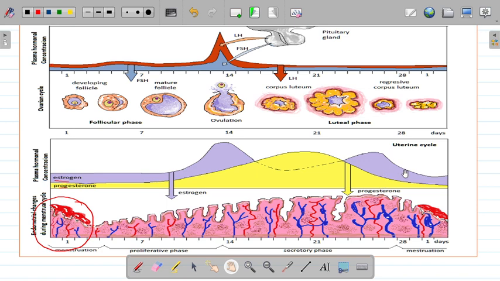Now, no fertilization, the corpus luteum completely degenerates, and then we have no progesterone in the body. Low levels of progesterone, meaning that it will start to stimulate the release of luteinizing hormone and follicle stimulating hormone, and the whole process begins over and over again.